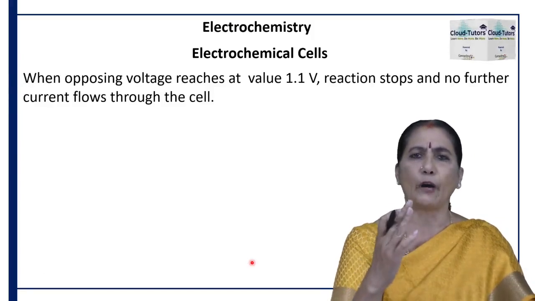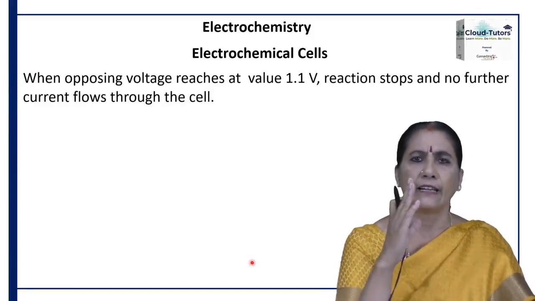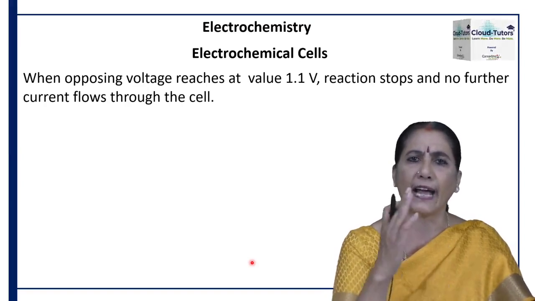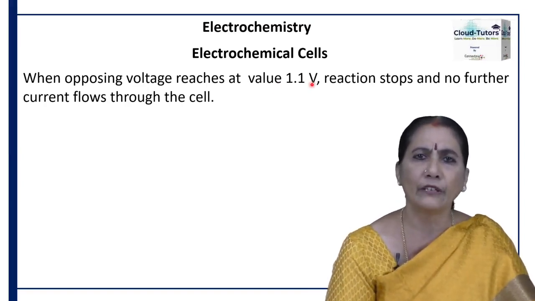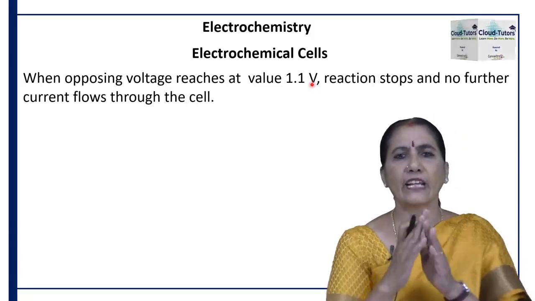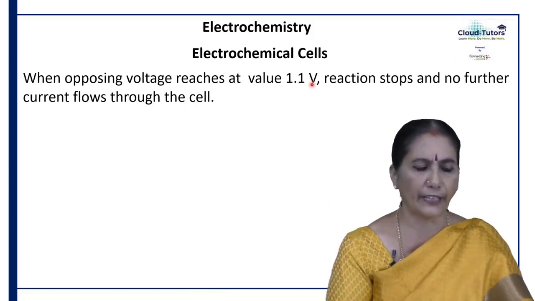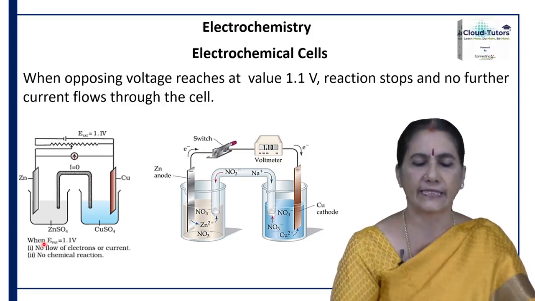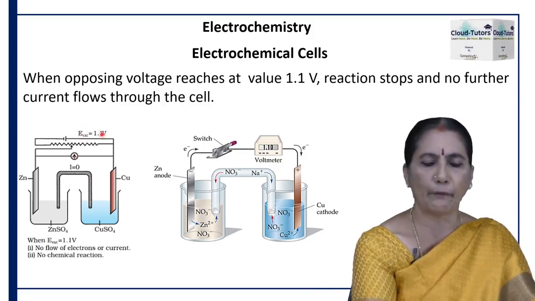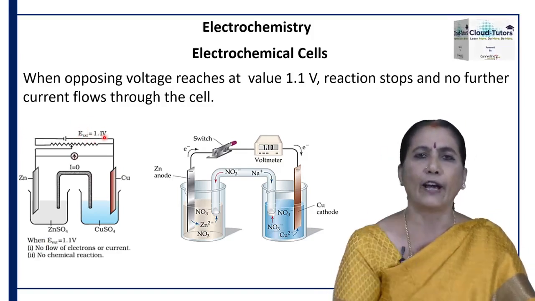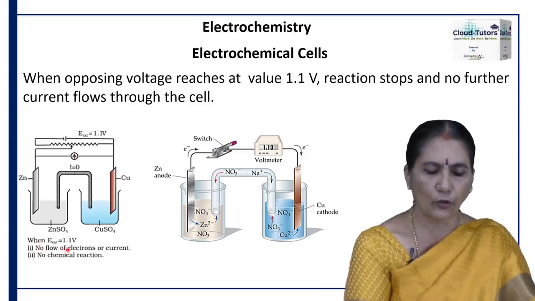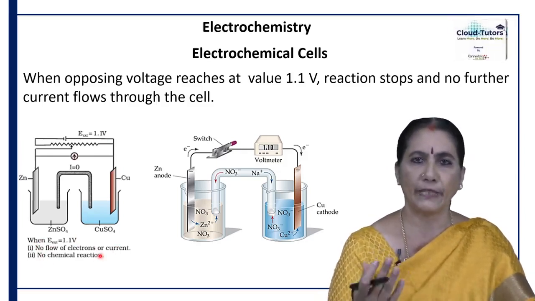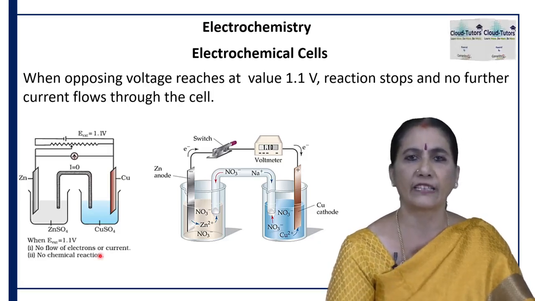Now, when the opposing voltage, that is the external E external, reaches exactly 1.1 volt, then what will happen? You will see the reaction stops. There is no further current flowing through the cell. I want you to clearly understand, when E external is exactly equal to 1.1 volt, there is no flow of current, no flow of electrons, and no chemical reaction. That means chemical energy is not getting converted into electrical energy.